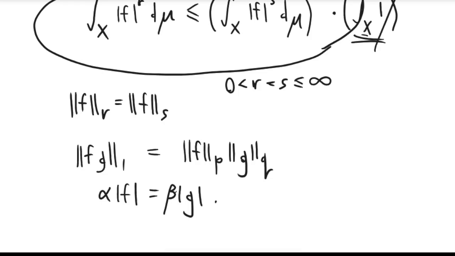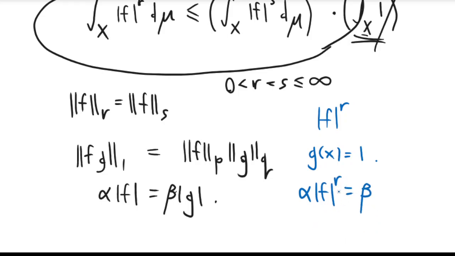It's pretty fundamental. If we apply that to what we just did, remember that we used Holder's inequality, and one of our functions was absolute f to the r, and the other function was g of x equal to 1. And we got an inequality. So this tells us that the inequality becomes an equality exactly when, for some alpha and beta, this is true. This is what it looks like because g of x is equal to 1, so there's just a 1 here.